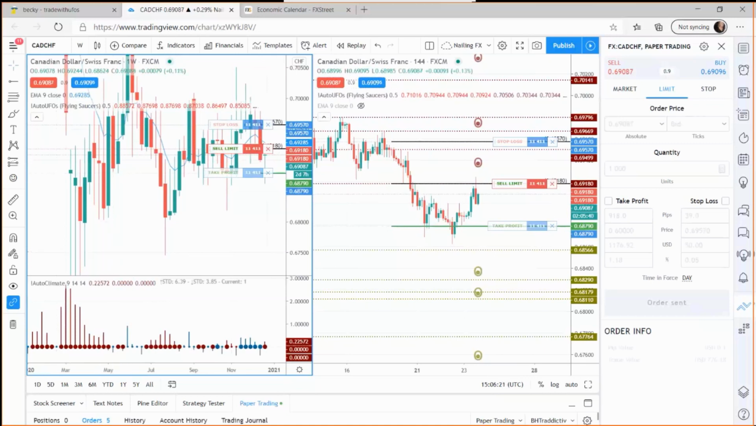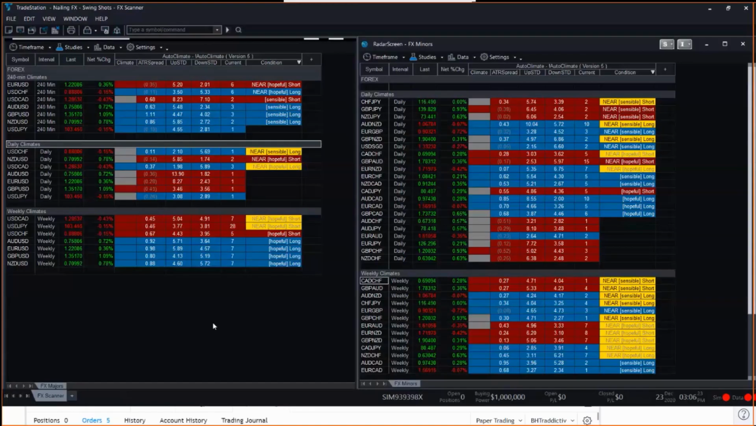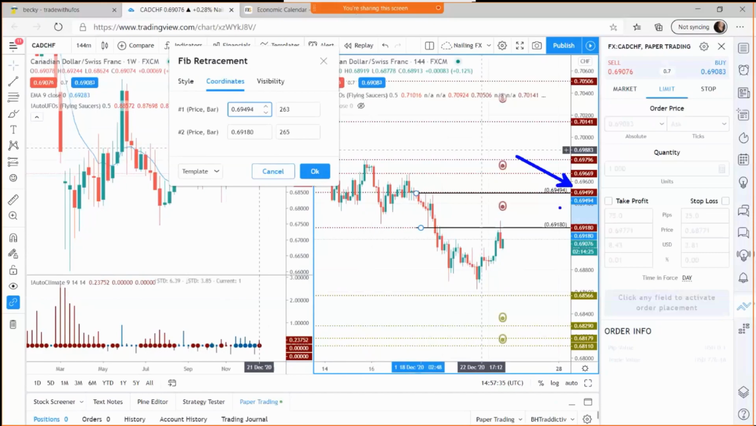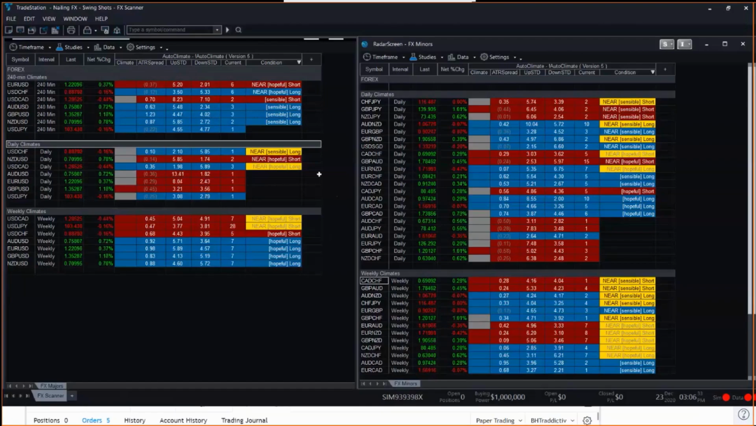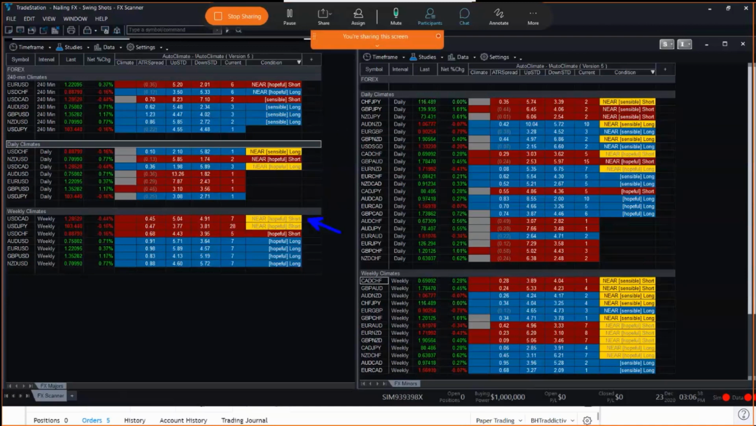Good. Alrighty, so I'm going to go back to TradeStation and see if we have any other new opportunities. So it still looks like when it comes to the majors, we've got nothing in terms of swing or position trading opportunities, nothing that's lining up where we want it to be. Remember, we want this to be a yellow box that says sensible, not hopeful. So if we look at the sensible ones, this is a yellow box that says sensible, but we have no confirmed climate. So it's not lining up the way we want it to be. So on the majors, no opportunities there.